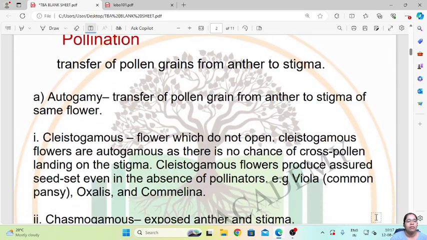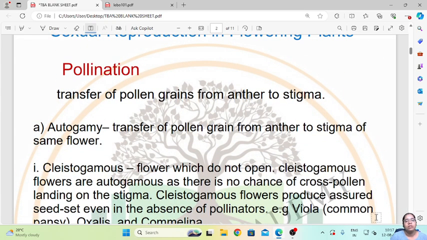So first thing what we are going to see is pollination. Just after formation of the gametes, what is important is transfer of those gametes to the female part. So how does this happen? This happens through the process called pollination. So pollination is transfer of pollen grains from anther to the stigma. Anther is the part where the pollen grains, that is the male gamete, get matured. After maturation, the anther bursts and the pollen grains are liberated into the surrounding air. From there, the pollen grain then comes and settles on the stigma, and this process is called pollination.